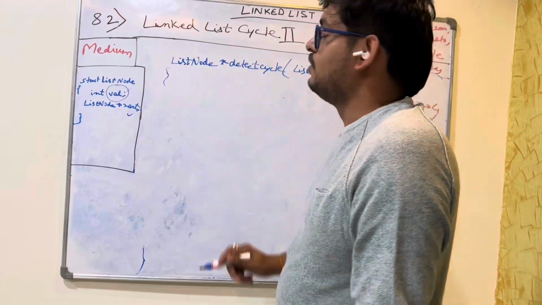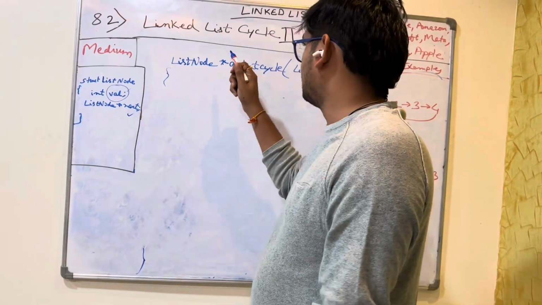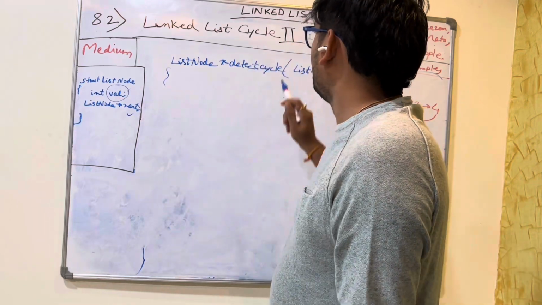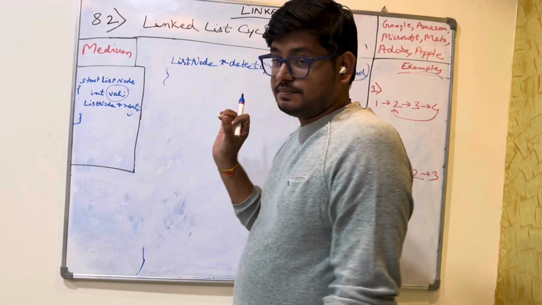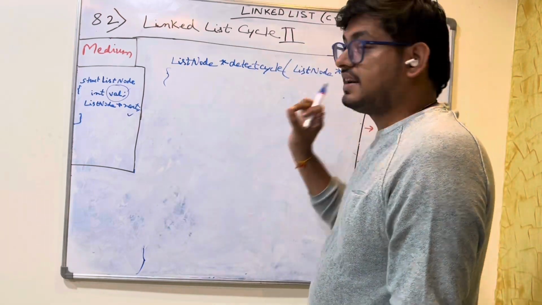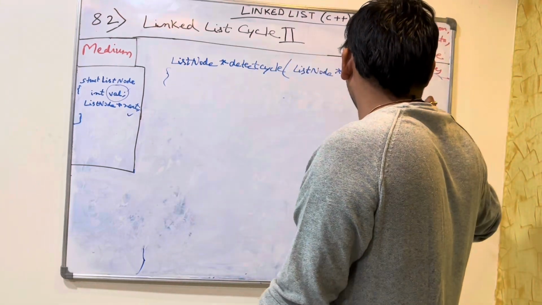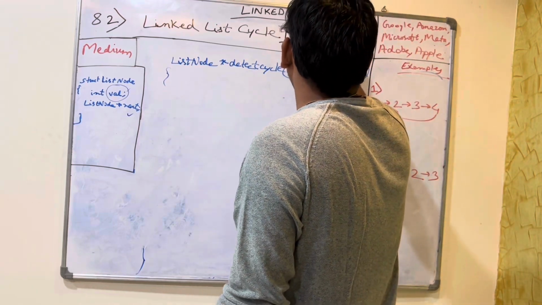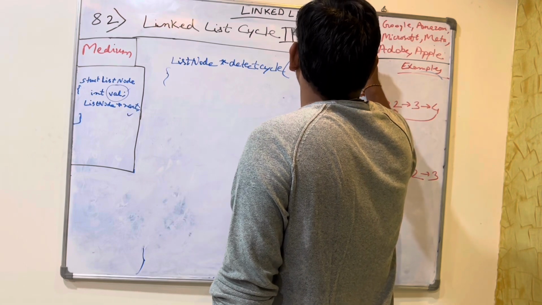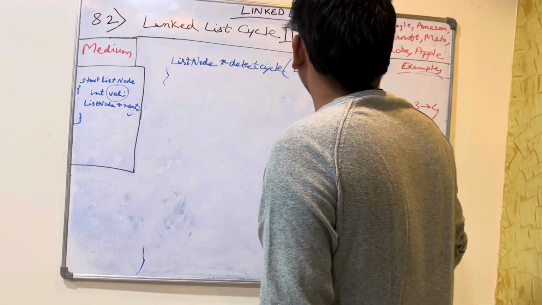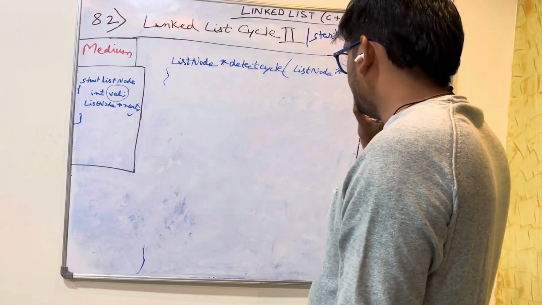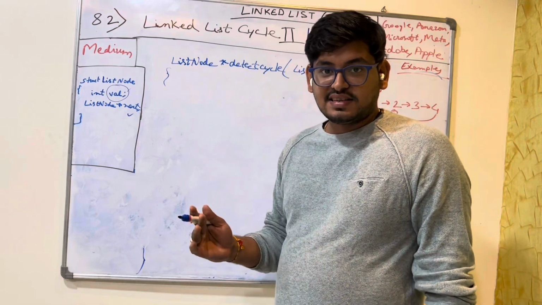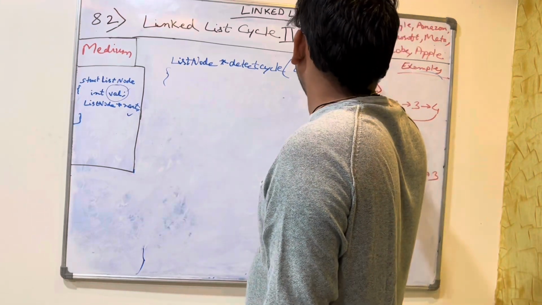Linked list cycle 2. In the previous question, the question was to detect a cycle in the linked list, and here in this question we need to return the first intersecting point, the starting point of the cycle. Okay, so we need to return the starting point of the cycle where the cycle began. First we need to determine whether the cycle exists or not. And if the cycle exists, then only we can find out the starting point.